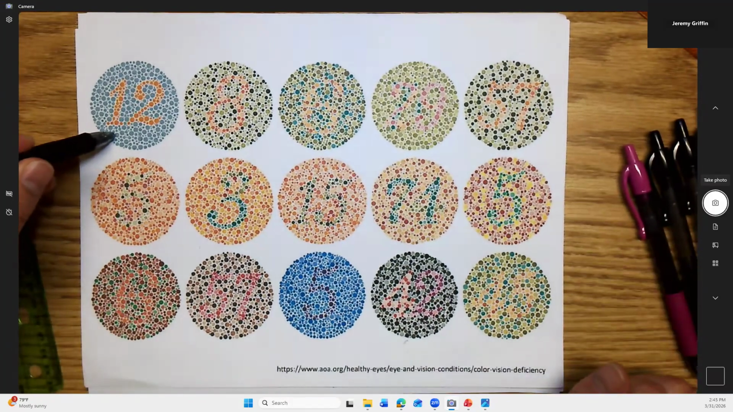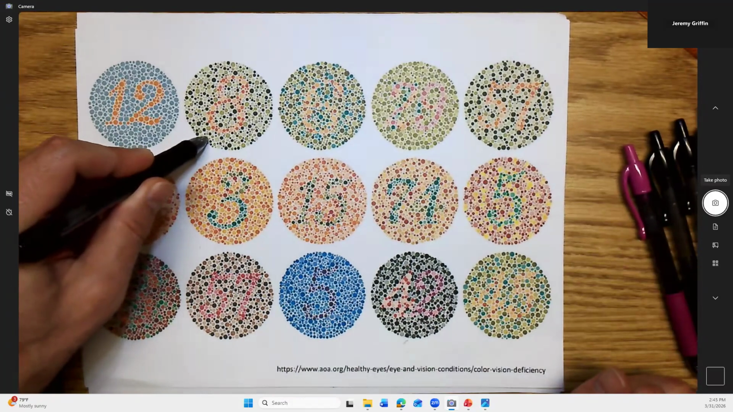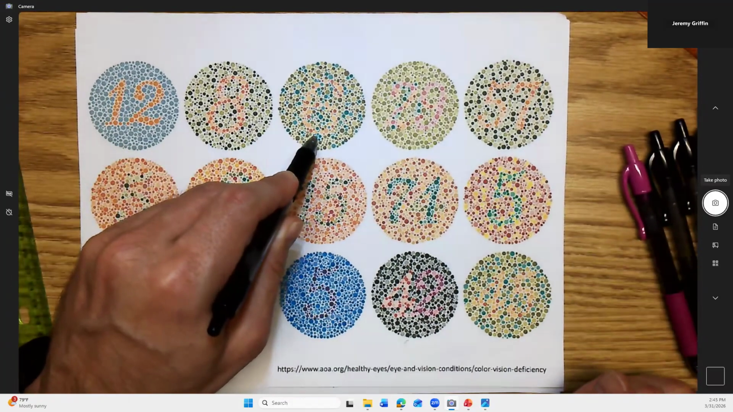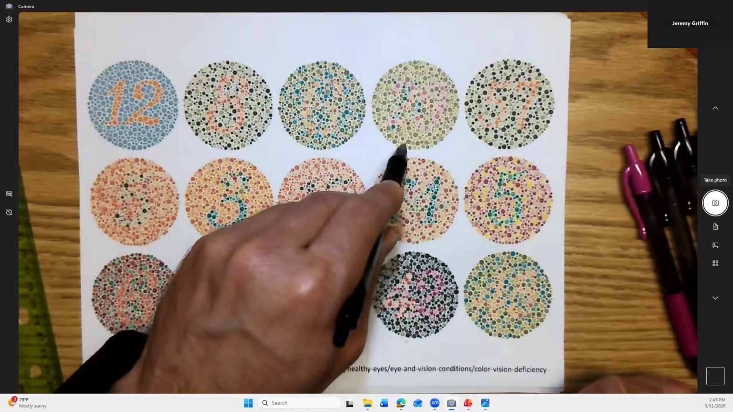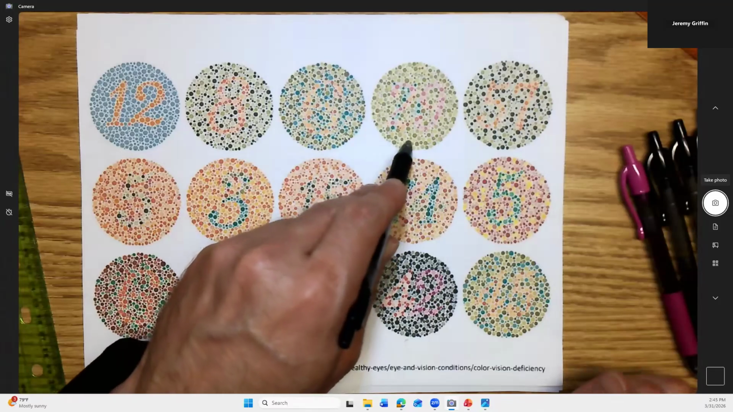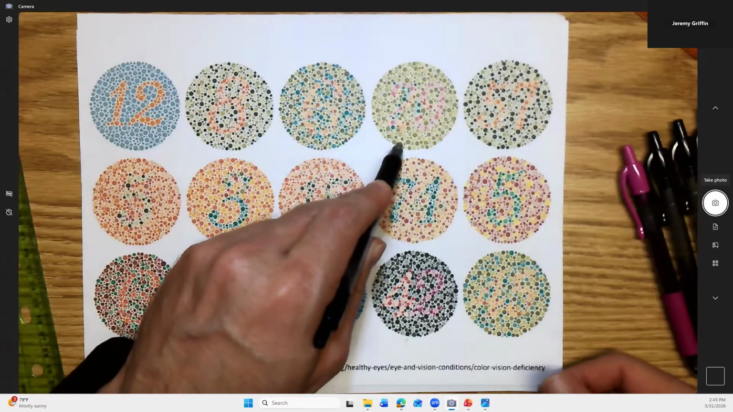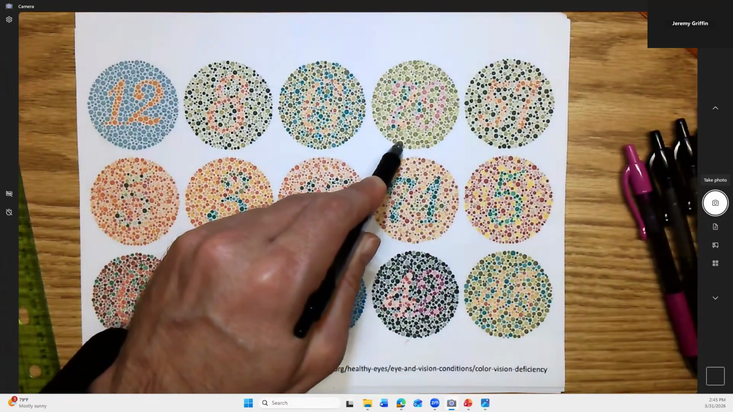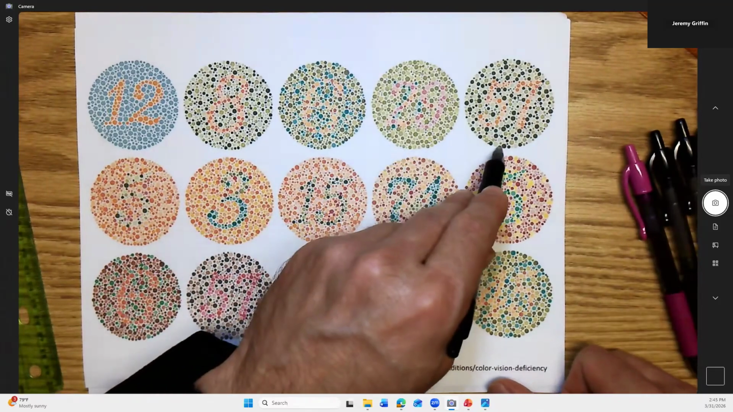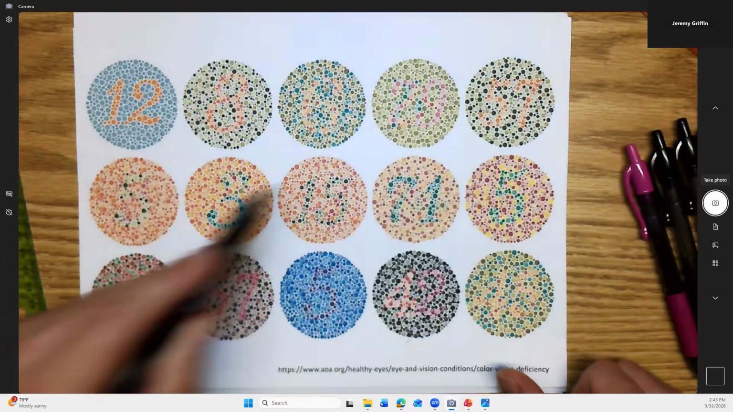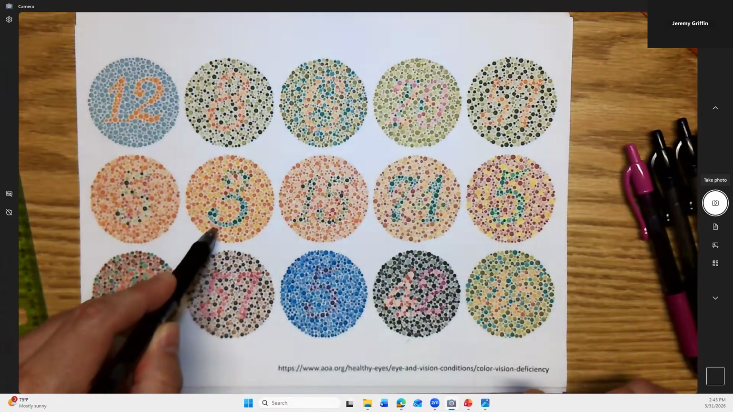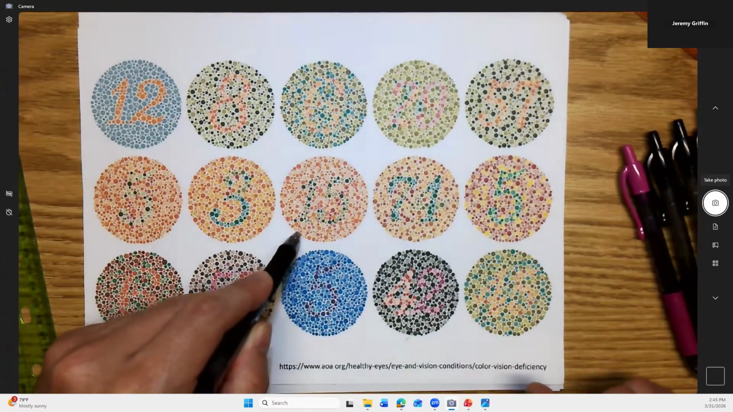What's this right here? 12. How about that? 8. 6. 29. Yeah, 29. This one's pretty tough, just being reprojected. This does say 29. That one, I think even if you're not colorblind, this one's still a little tough. 57. 5. 3. 15. You got 15, I think.